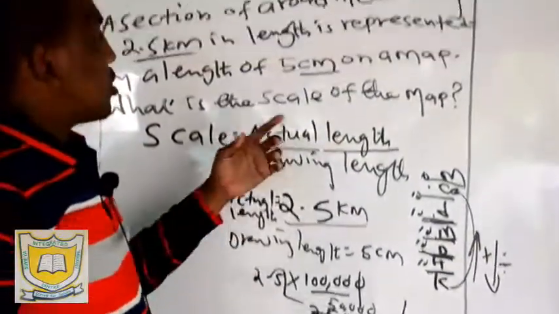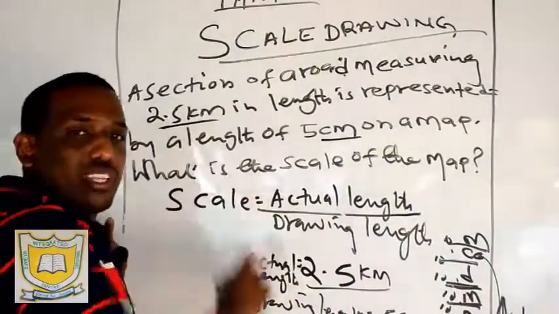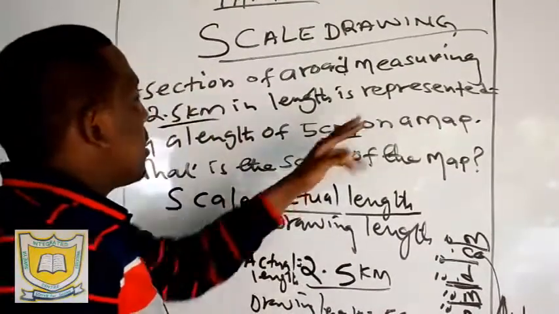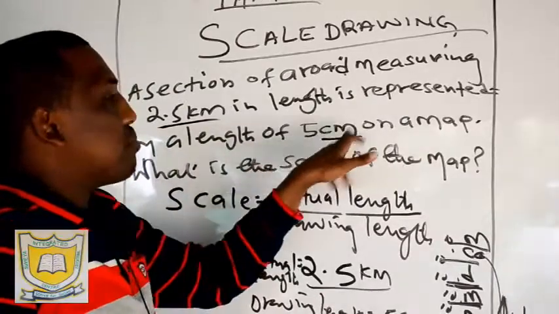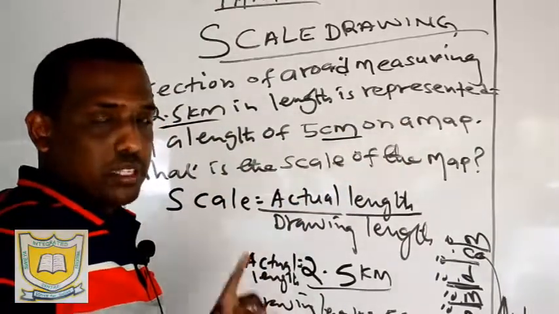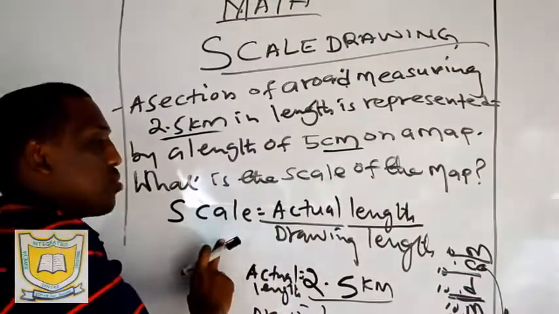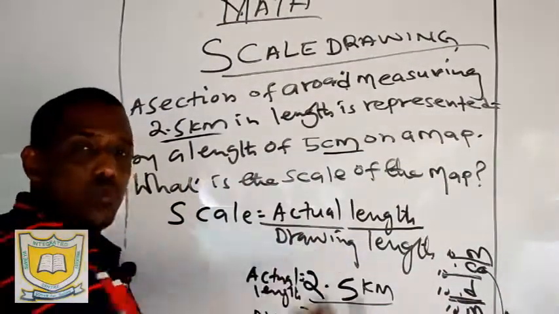A section of a road measuring 2.5 kilometers is represented by a length of 5 centimeters on a map. That is the actual length, and 5 centimeters is the drawing length. What is the scale? Scale is equal to the actual length over the drawing length.